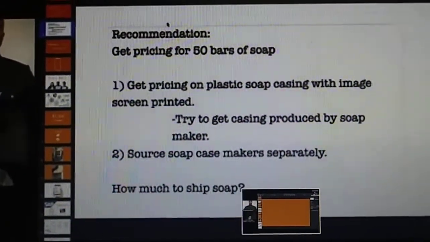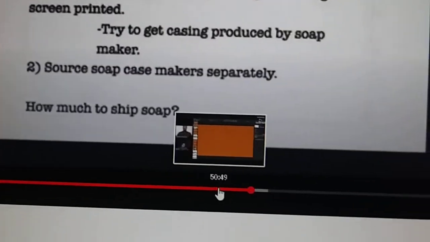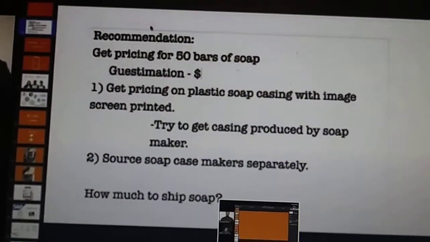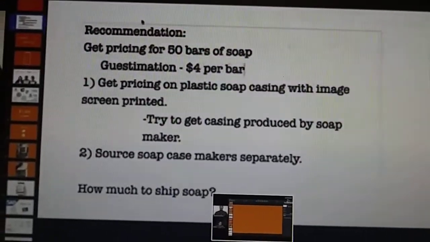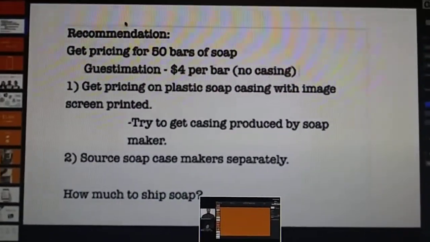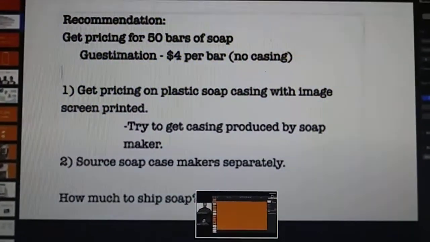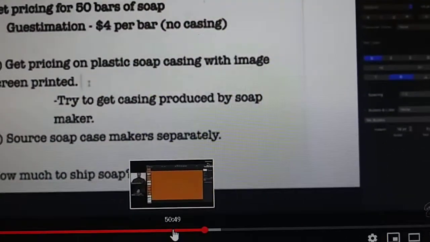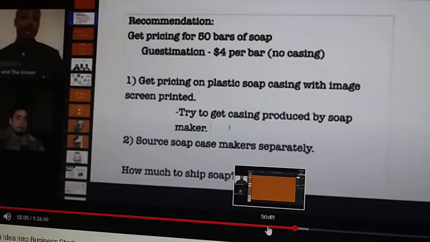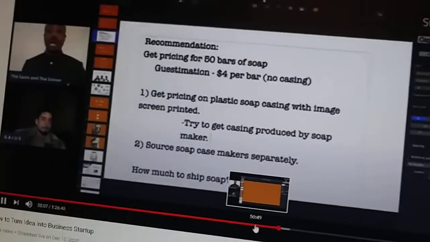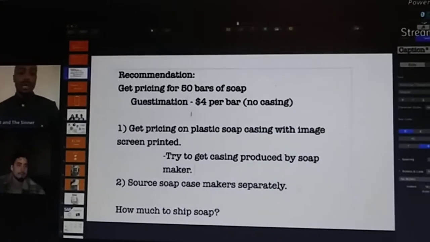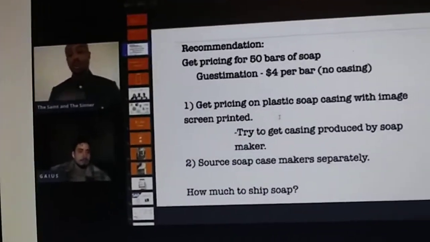And I'm going to go ahead and guesstimate that it'll be about $4 per bar. No casing. Okay? You'll find out, but I'm just putting in some guesswork based on my extensive business experience with China, importing all kinds of products. So they're probably going to go way up to $4 per bar. Okay? So now that we got that little estimation, what about the cases?